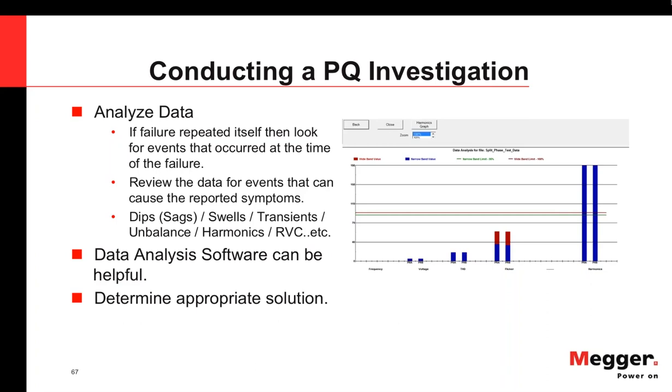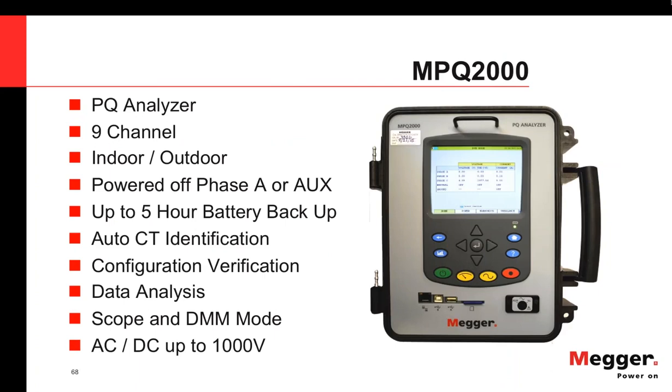Now, we have the data, and we need to analyze it. So one of the first things we look at is, did the failure repeat itself during the recording interval? If so, when did it happen? We look at that data right at that spot to see, did we have any dips, swells, transients? Did we have high harmonics, THD events that occurred at that point? Was there a rapid voltage change that occurred at that point? All these things can tell us something about what caused the problem.